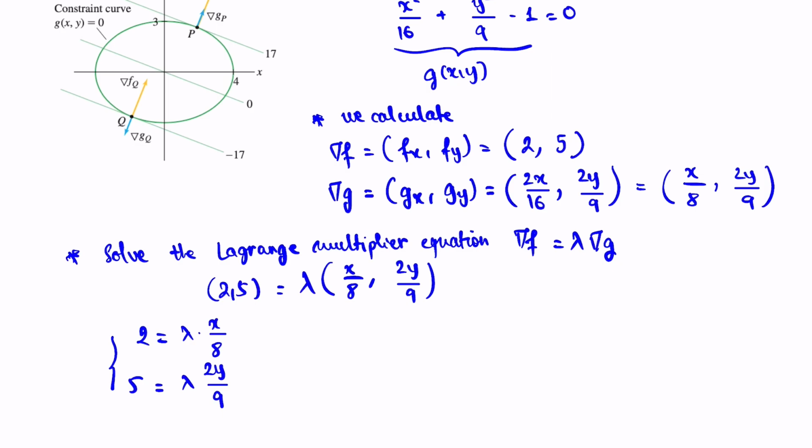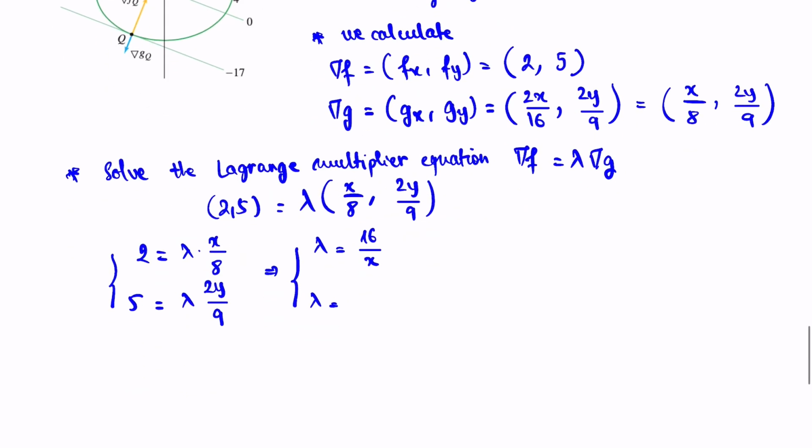In each equation, we're going to solve for lambda. In the first equation, lambda is equal to 16 over x, and in the second equation, lambda is equal to 45 over 2y. We match these two equations together and obtain 16 over x equal to 45 over 2y. Or you can solve for y in terms of x, and you get y equal to 45x over 32.